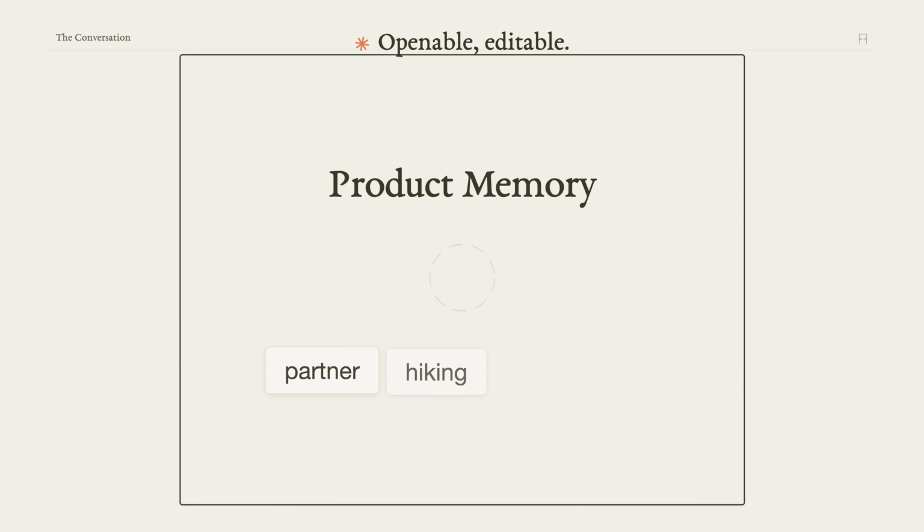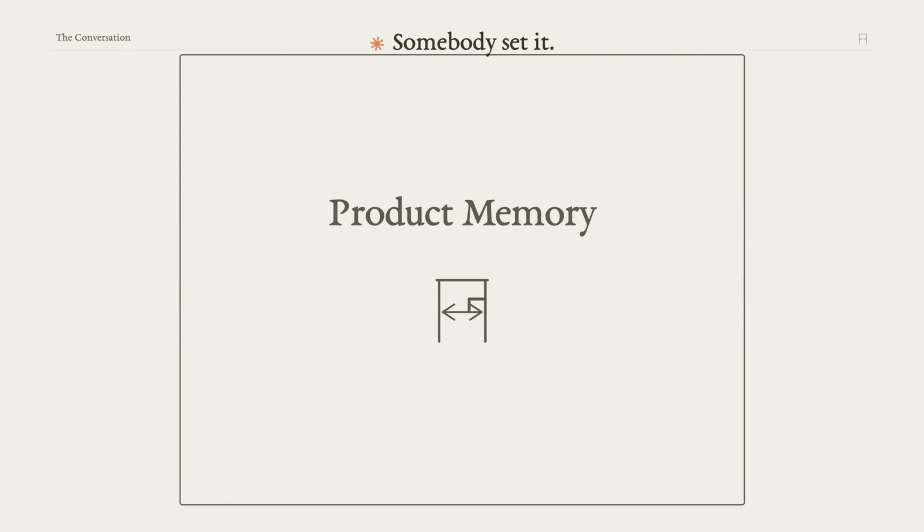A memory you can open is a memory you can edit. In most products you can read the file, change a line, clear it, or switch the whole thing off. Second door still swings both ways, but somebody set the latch before you got here. Depending on the product, memory is on by default or waiting to be switched on. That's a setting, and settings are checkable.